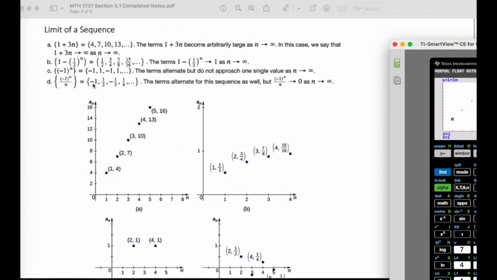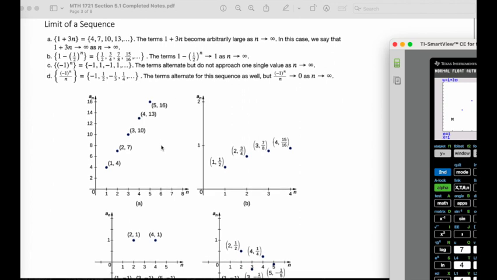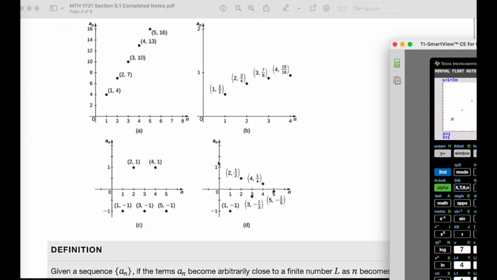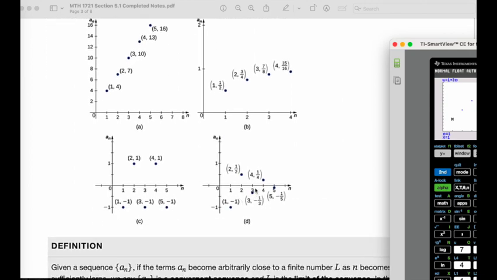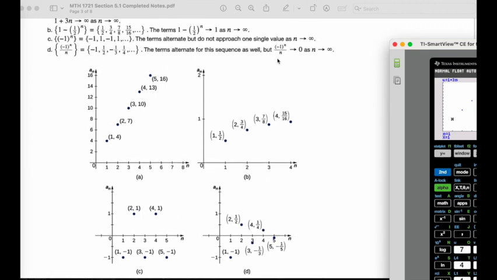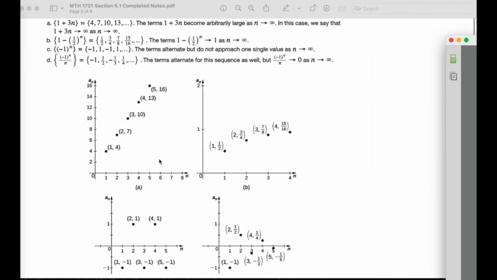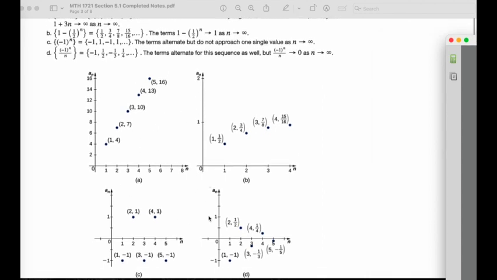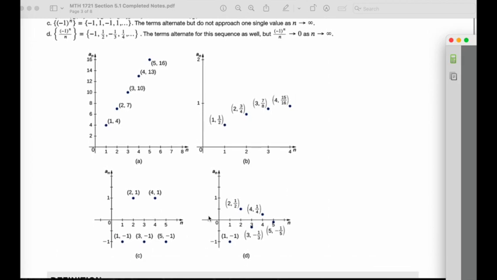Then this last sequence, it's also an alternating sequence, but notice the size of the fraction gets smaller and smaller. So even though it bounces back and forth between negative and positive, the absolute value of those terms are getting smaller and smaller. So as it's bouncing back and forth, it's getting closer and closer to the x-axis. So we would say that sequence approaches 0 as n gets bigger and bigger. So you can get a good idea of what's going on with the limit as n approaches infinity by looking at the graph.